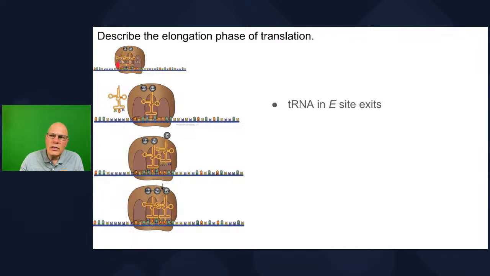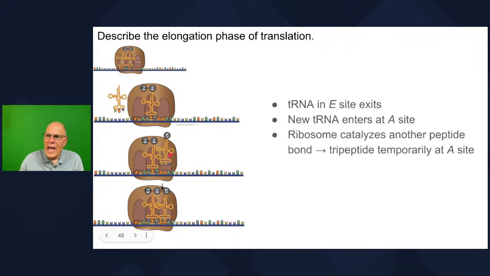The tRNA that was in the E site exits. A new tRNA enters at the A site. So here's the exit, and here's the new tRNA coming in. The ribosome then catalyzes another bond, between the second amino acid and the third one that was carried in, lysine. Why lysine? Because lysine was carried in by a tRNA that has a matching anticodon.